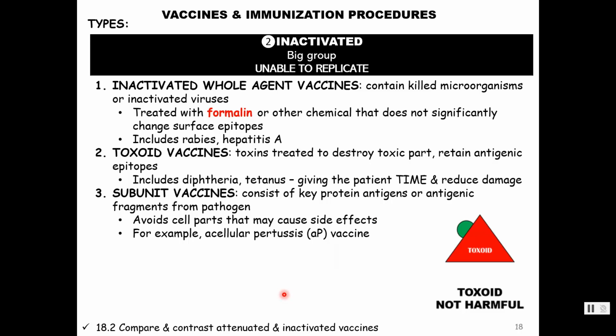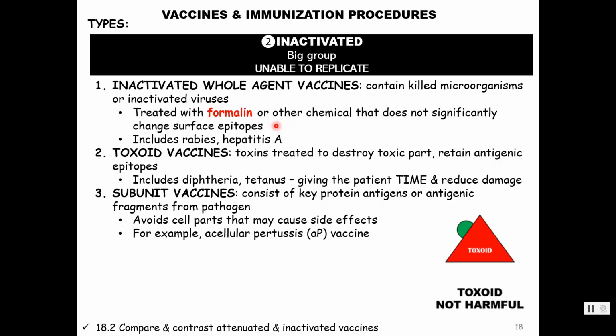All right, so from now on, attenuated vaccines are just a weakened strain. But when we go inactivated, we are basically going to kill things. You can have an inactivated whole agent vaccine, either killed bacteria or an inactivated virus. You would treat it, usually with formalin or other chemicals, and it kills it so it's not going to replicate, but it doesn't change the surface epitopes.